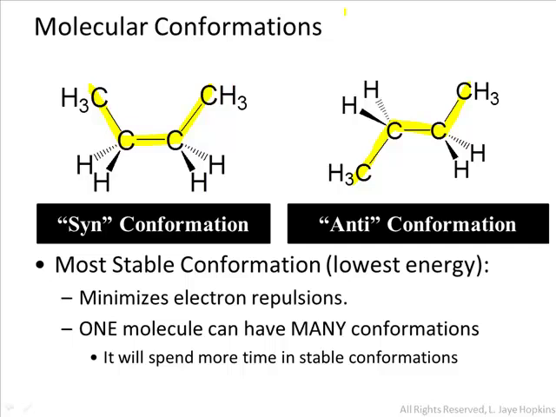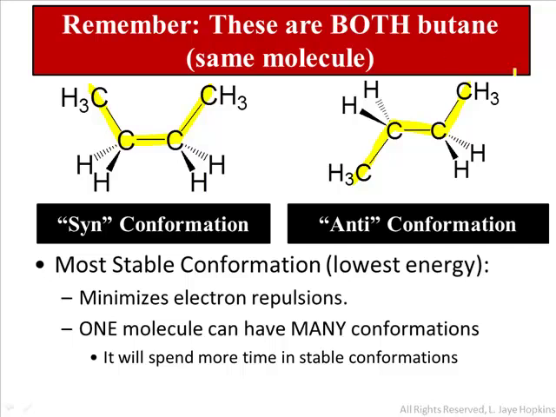One more note about conformations. It's important to remember that both of these molecules are butane. They're still the exact same molecule. There's no way you can isolate these two molecules because in a sample of butane, if you had 100 molecules of it, most of them would be in the anti-conformation, but they would constantly be rotating and switching back and forth.